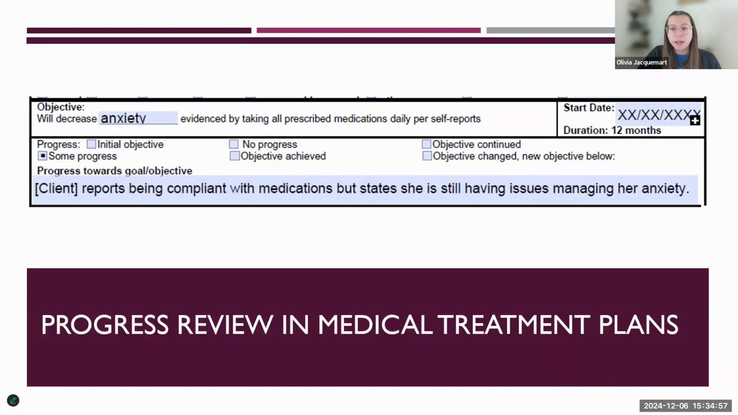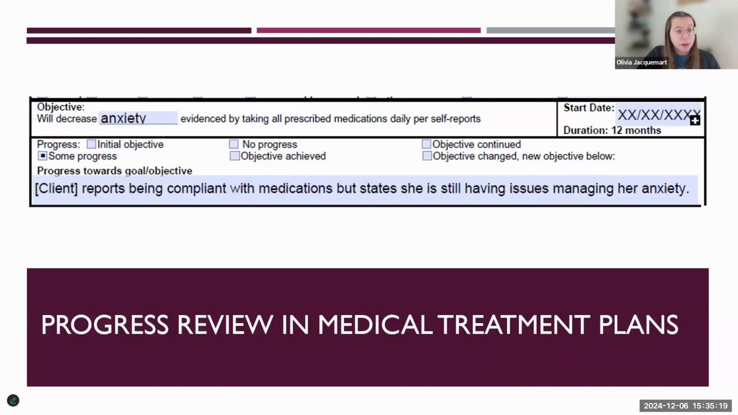Here's the medical treatment plan. So in the medical treatment plan, we want to make sure we are also being thorough in the progress review. So this person's objective there: will decrease anxiety, evidenced by taking all prescribed medications daily per self-report. And then the progress. So the client has achieved taking all of her prescribed medications there.